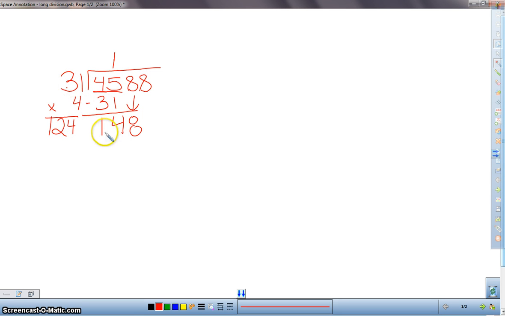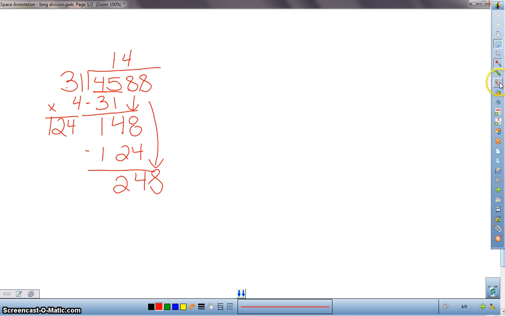So 31 goes into 148 4 times. Put it above the 8 here. Because when I subtract these, I get a number that is less than 31, and that's what you need. You need to have a number that is less than 31. So 8 minus 4 is 4, 4 minus 2 is 2, 1 minus 1 is 0. Then I'm going to drop my 8 again.